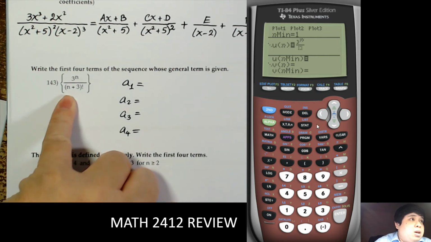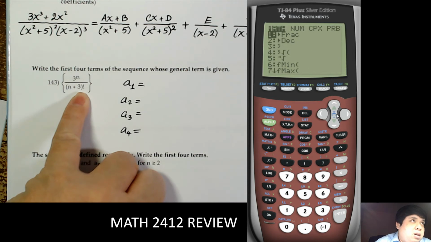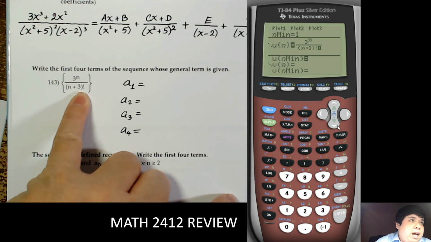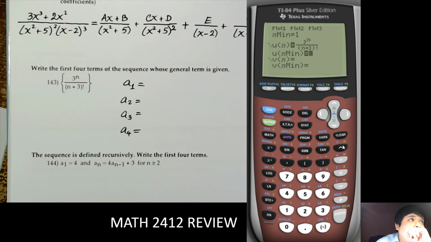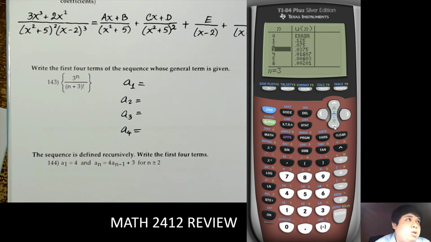Next, n plus 3 factorial is math, probability, option number 4. And then just hit second graph. First term is that, second, third, and fourth. Let's say second trace. Can we do that? Values.